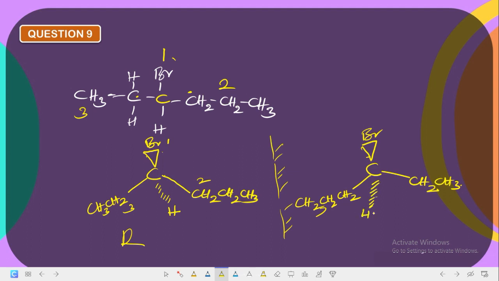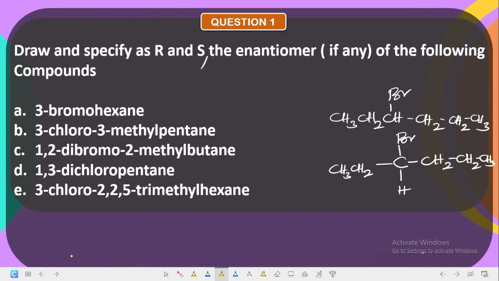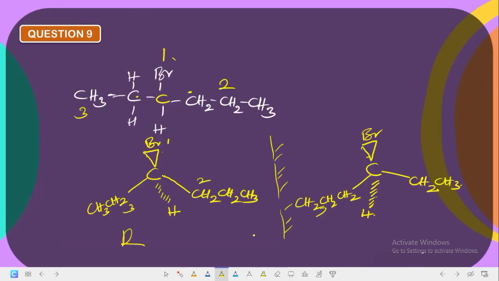And then you would put the hydrogen. So this is what you're expected to do in that question. Now, the next one is 3-chloro-3-methyl pentane. Let's draw the structure of 3-chloro-3-methyl pentane and see how it is.